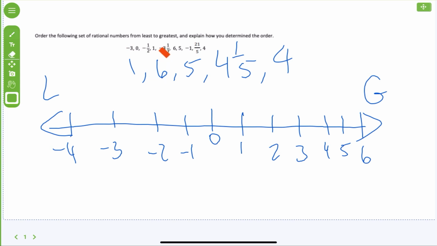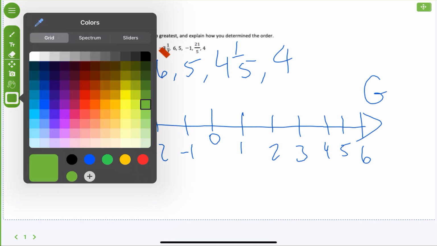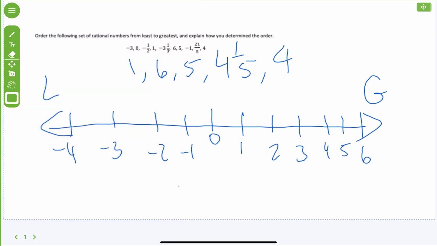Okay. Now, I'm going to change colors here and plot all of these points. We haven't plotted them yet. We've just made our number line. Now we've got to put them all on there. So negative 3 is here. 0. Negative 1/2. So that's not negative 1. It's in between 0 and 1, right? It's halfway in between. So right here it would be.